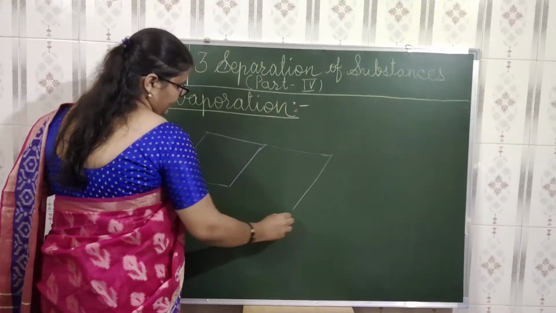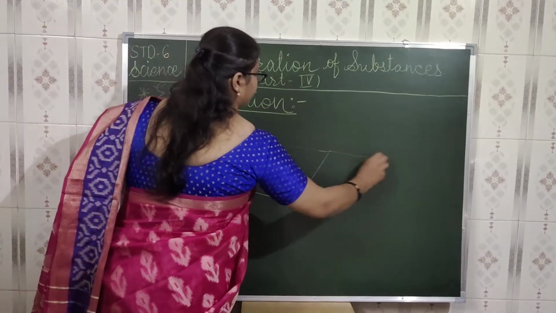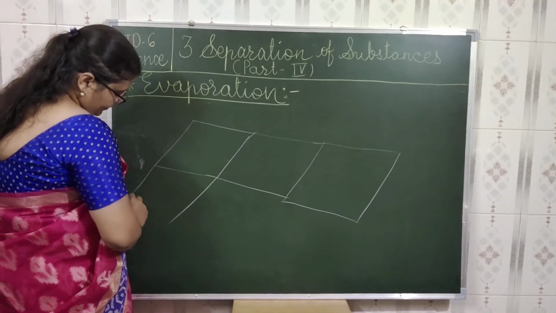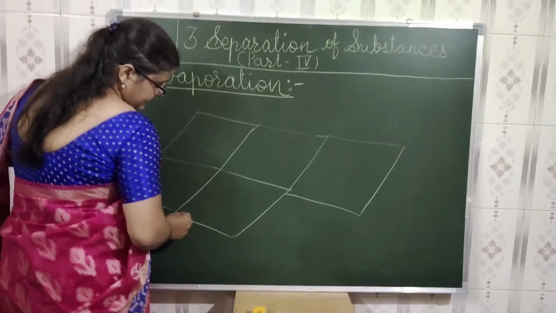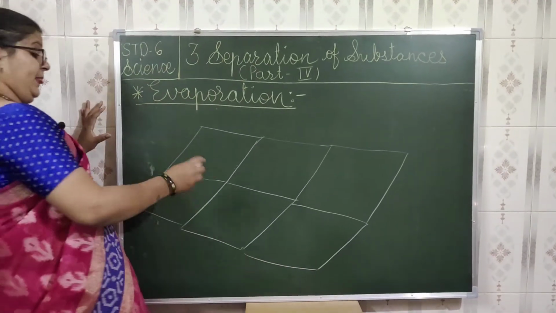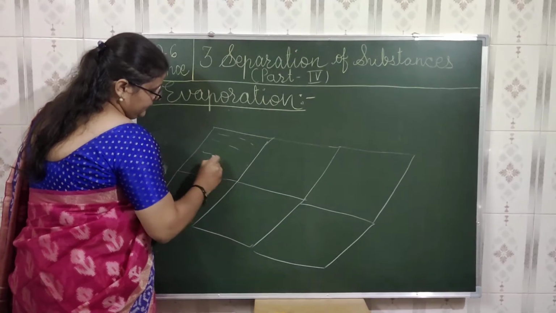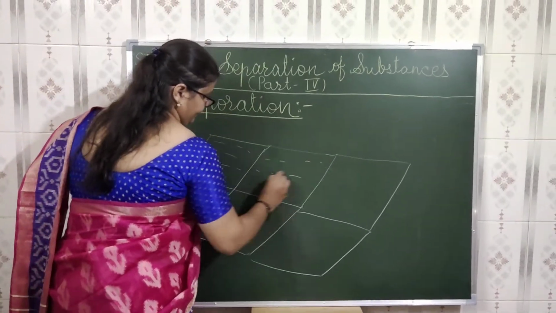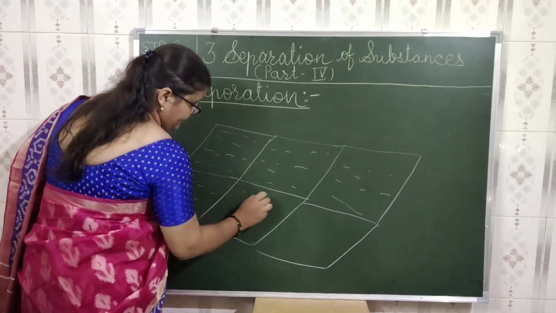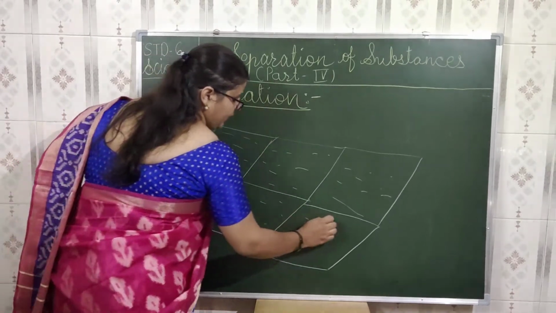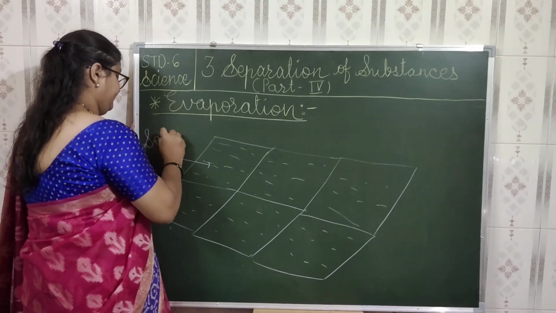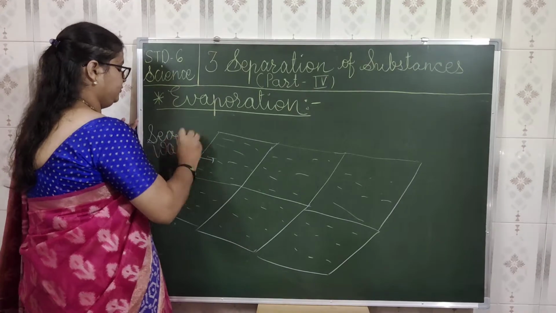So what happens in such a pit? It's a very large area, I cannot show you. I'm showing some just for the sake of example and understanding. They have certain pits like this. So what do they do? They first fill these pits with the sea water. Because we know the sea water tastes salty. Sea water is taken into these shallow pits.